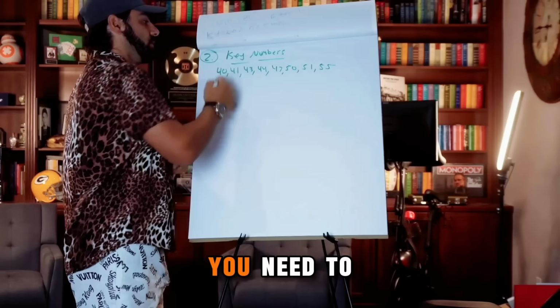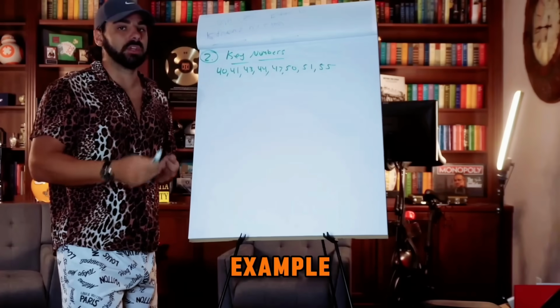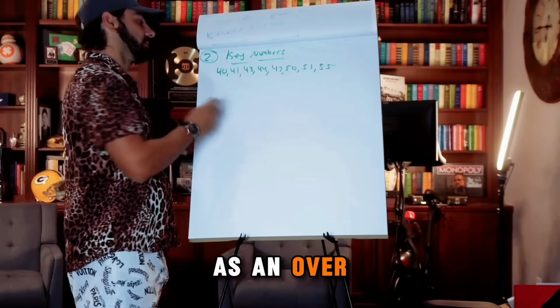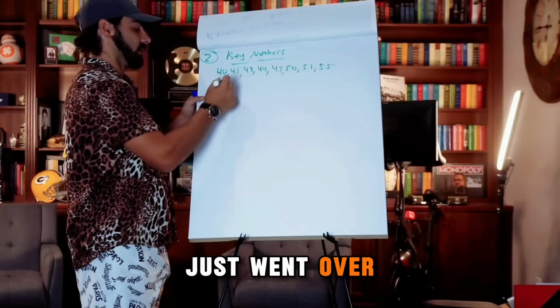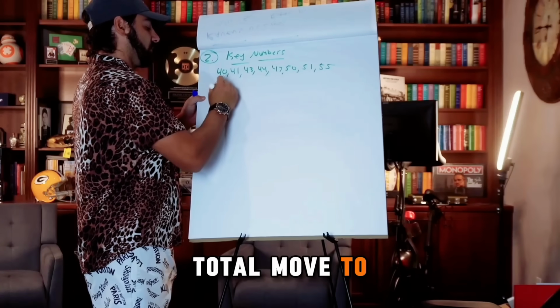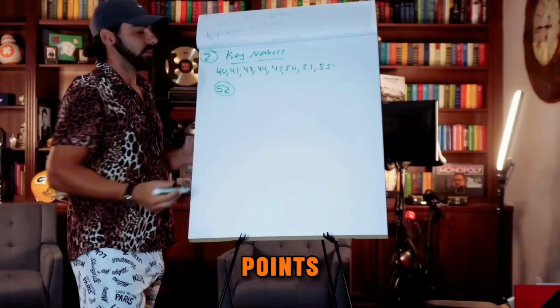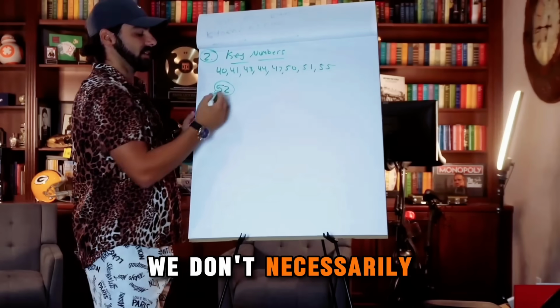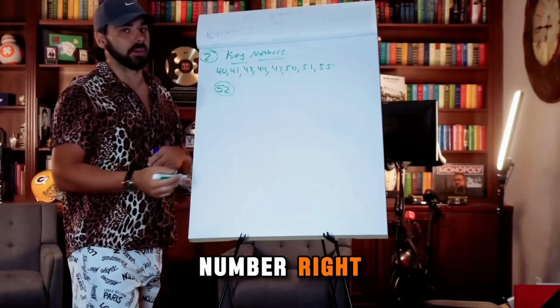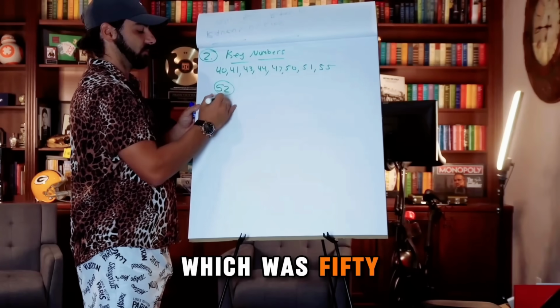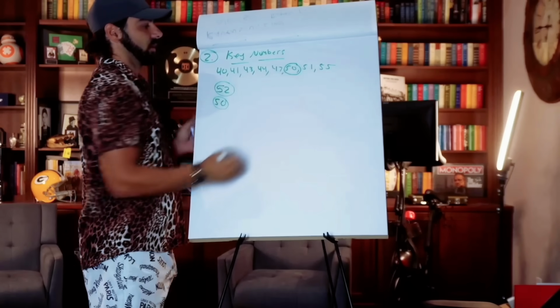So now what you need to see is, for example, if you're looking at an over, we're going to use an example as an over. So that matchup that we just went over, let's say the total moved to 52, okay? Say it went to 52 points. Now that it's at 52 points, if you look over here, we don't necessarily have this falling on a key number, right? But what it opened up at, which was 50, is an actual key number, which is right there.